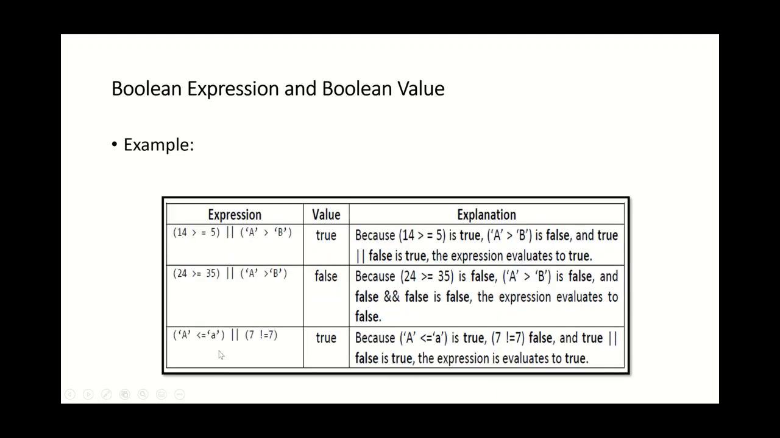This is another example. Let's look at the second example. The value that you get here is false. Why? Because the first expression, 24 is larger or equal to 35, is false, and A is larger than B is also false. So false or false, you will get false. Oh, this is a typo mistake. This is not the AND symbol, this is actually the OR symbol for the OR operator.